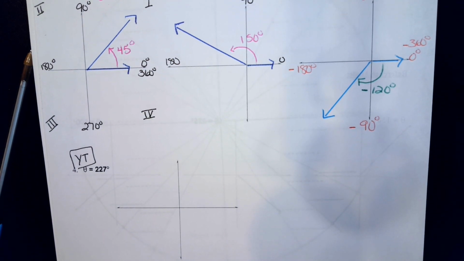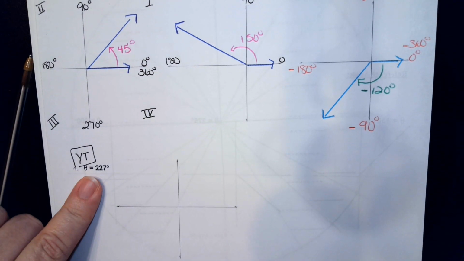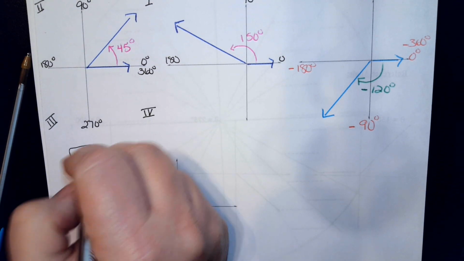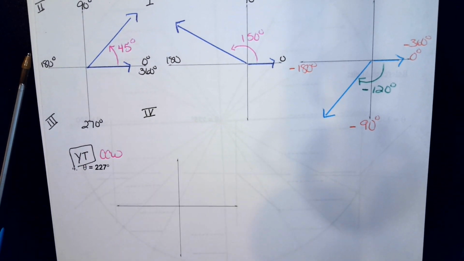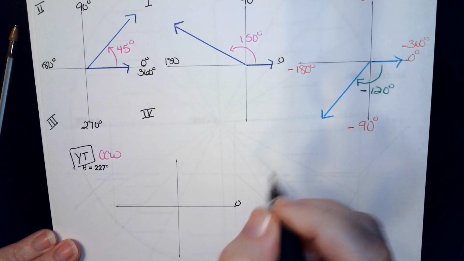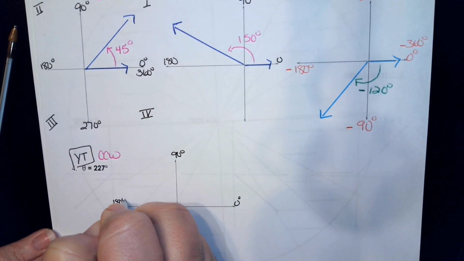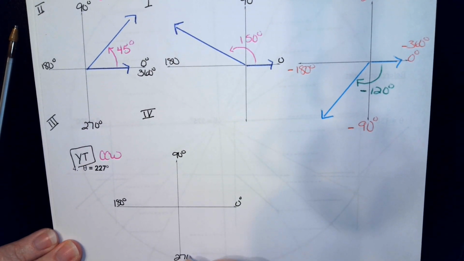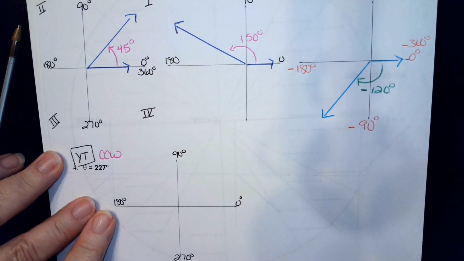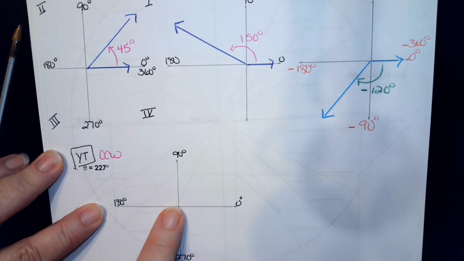All right, so let's see how you did. All right, 227 is positive, so we know we're going counterclockwise. So let's see, we got 0, we have 90, we have 180, we have 270. Well, 227 is between 180 and 270, so it's going to fall right here in quadrant 3.